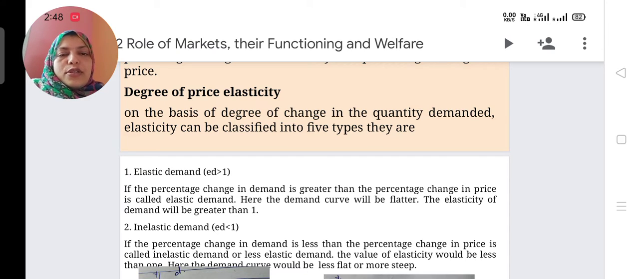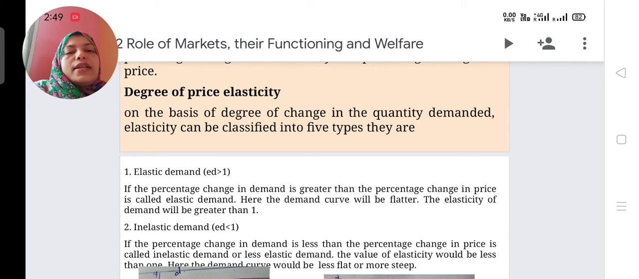The elasticity of demand will be greater than 1 if the percentage change in demand is greater than the percentage change in price. If there is a 10 rupee change in price, then quantity demanded will change by more than 50, that is elastic demand. Its value will be greater than 1.